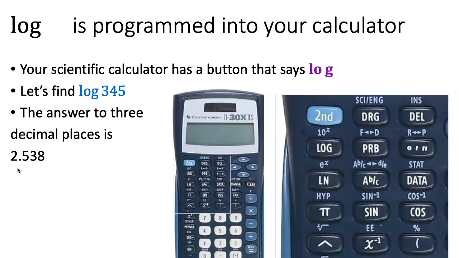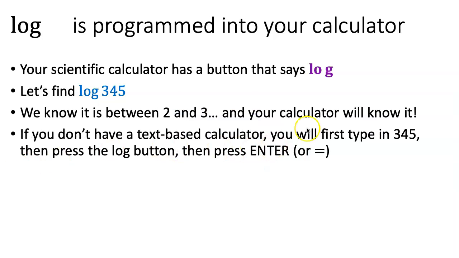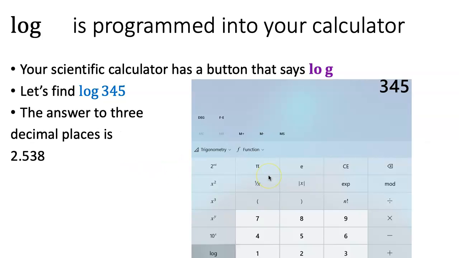But if you have a calculator that's not text-based, you're going to enter the 345 first, then press the log button, and then press enter. In this example of a calculator, here's the 345, then we're going to have to press log. Once we press this log button, the screen would change to 2.538.